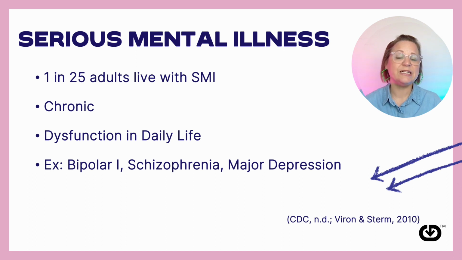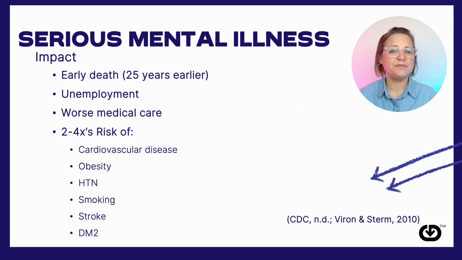Another care challenge we see is that of caring for people with serious mental illness. 1 in 25 adults has a serious mental illness, and serious mental illnesses are defined as being chronic and having dysfunction in daily life. Examples of this would be bipolar 1, schizophrenia, or major depression. Patients with serious mental illness have significant health risks. In fact, they are more likely to die 25 years earlier than the average adult. They're more likely to face unemployment, have worse medical care, and they're 2 to 4 times more likely to have cardiovascular disease, obesity, hypertension, smoking, stroke, and type 2 diabetes.